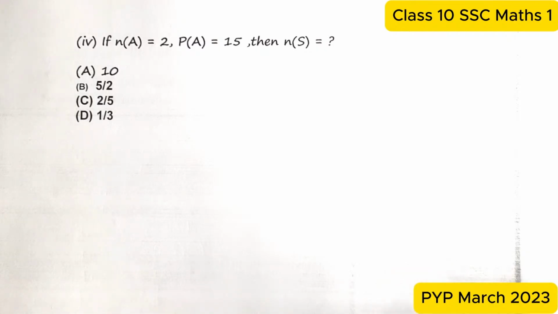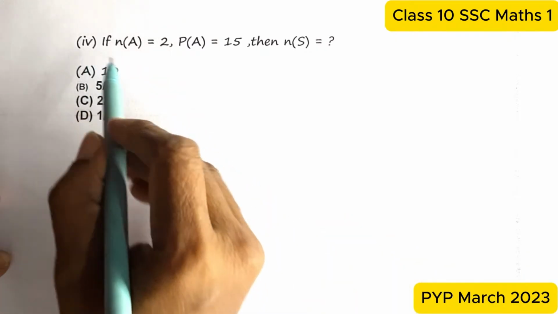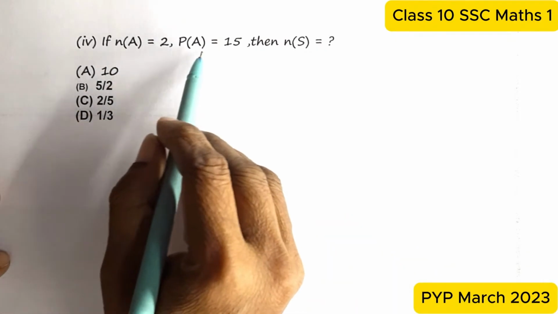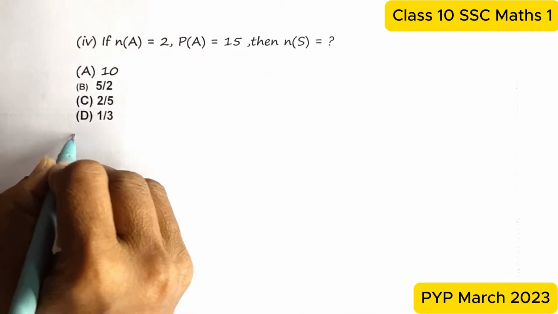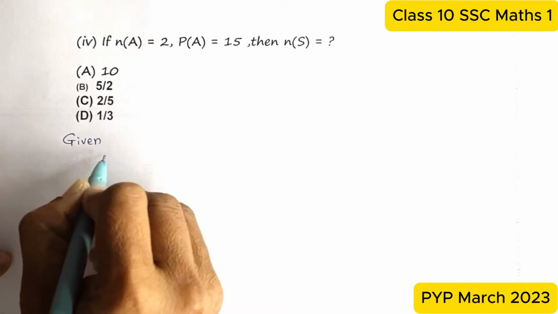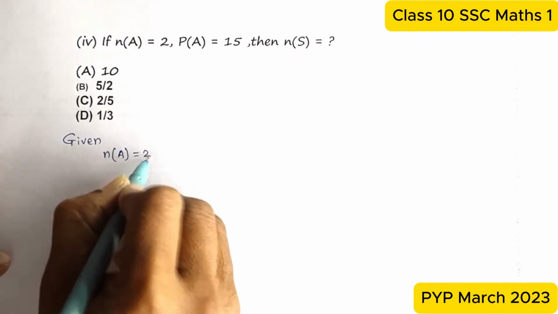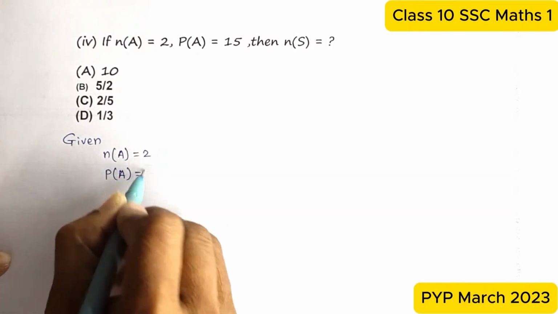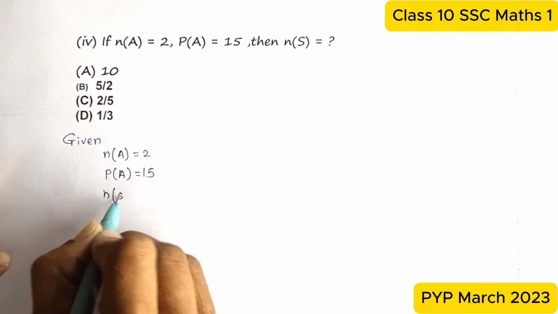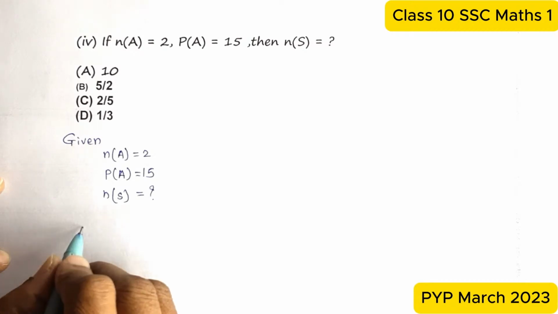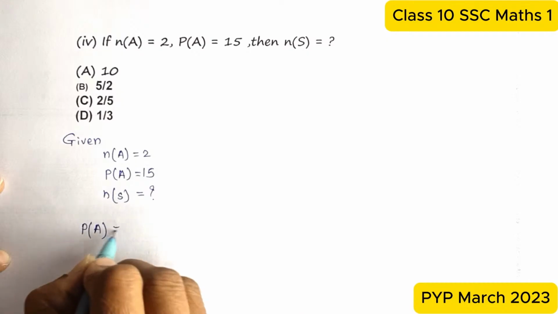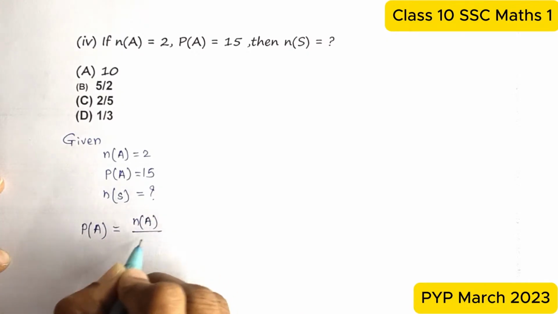Okay, so now the fourth example: if n of A is equal to 2, p of A is equal to 15, then n of S is equal to question mark. So now students, the given is that n of A is equal to 2, p of A is equal to 15, and we have to find n of S. This is a question from probability, and the formula for probability is p of A is equal to n of A upon n of S.